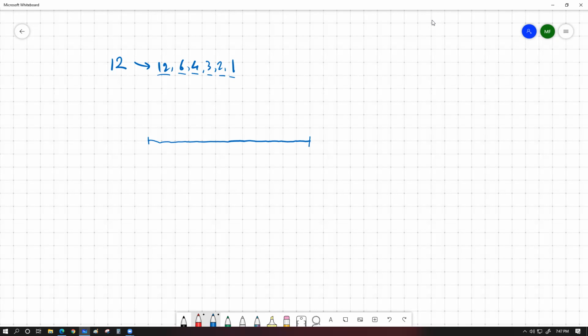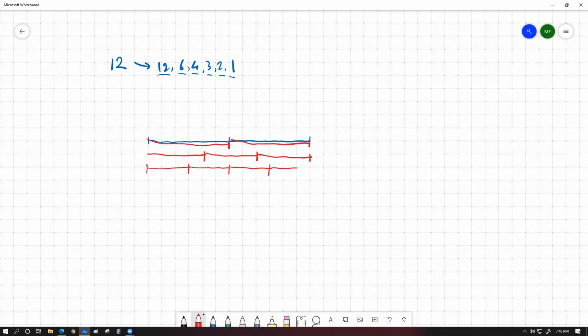If we try to place 6 on this number, let's say if I try to draw it in red, we're going to be able to place 2 6s over here. If we want to place 4, we're going to be able to place 3 4s over here. If we want to place 3, we'll be able to place 4 3s over here. Do you understand what I'm trying to achieve here?